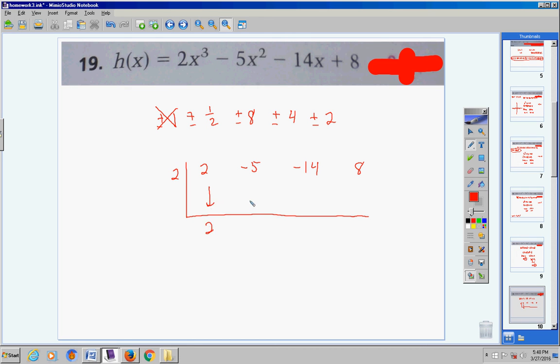2 times 2. Combine. 2 times negative 1. Combine. 2 times negative 16, negative 32. No way. We're not going to get a 0 at all. So now let's try a negative 2.